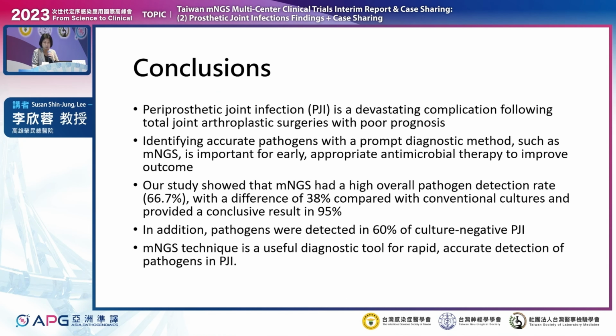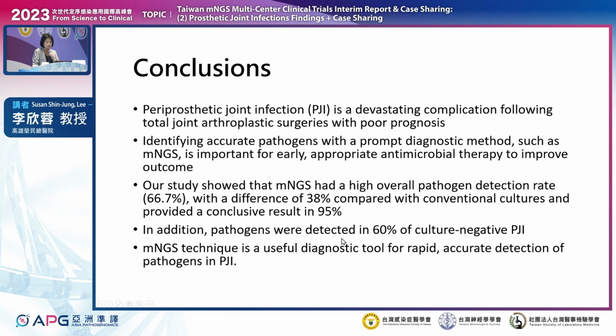So in conclusion, periprosthetic joint infection is a devastating complication following total joint arthroplasty surgeries with poor prognosis. Therefore, identifying accurate pathogens using a rapid diagnostic method such as mNGS is important to allow early and appropriate antimicrobial therapy to improve outcome. Our study showed that NGS had a high overall pathogen detection rate of 66% and an increase in difference of 38% compared to conventional cultures, and provided a conclusive result in 95%.